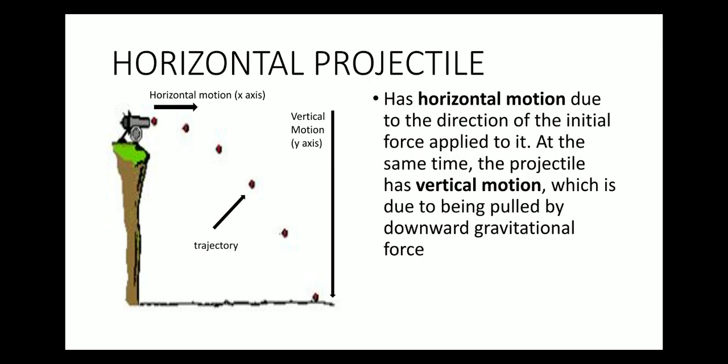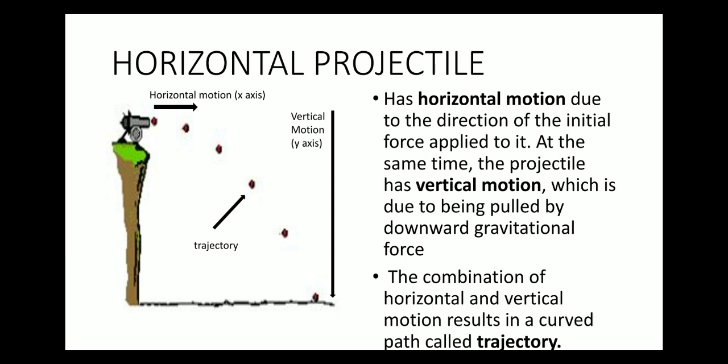So it has a horizontal motion due to the direction of the initial force applied to it. At the same time, the projectile has vertical motion which is due to being pulled by the downward gravitational force. So it has two motions, the horizontal and the vertical motion. The combination of horizontal and vertical motion results in a curved path called trajectory. Commonly, the shape of the trajectory is parabolic.